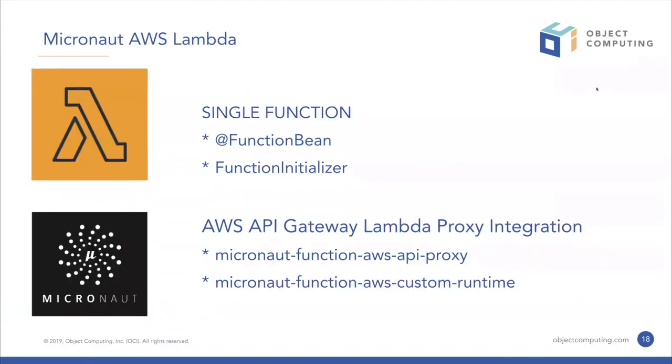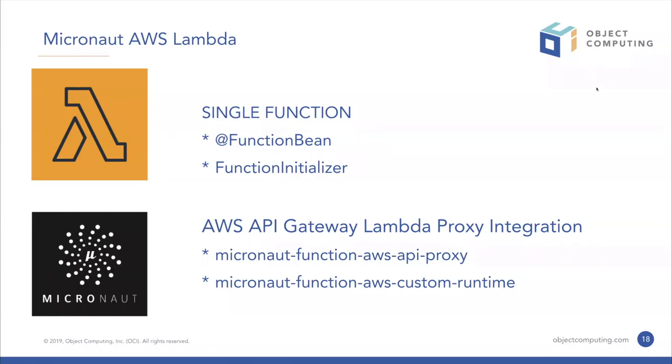So right now, just to wrap up the Lambda section, we have 4 ways to basically create a function with Micronaut and deploy it to AWS Lambda. One is if you have a single function, by that I mean you just need a Lambda which only is going to take one endpoint, and maybe you are going to receive a Pojo, do something with the Pojo, and then respond with a Pojo back. You have two opportunities there. You can either use the @FunctionBean annotation, or you can implement the function initializer.